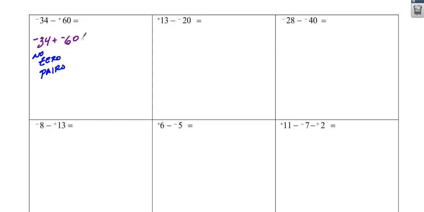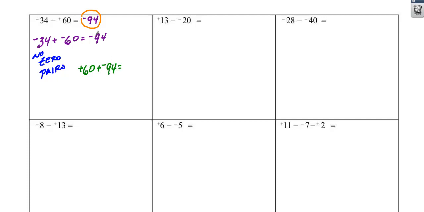Then I'm going to write what the answer would be. So since this has no zero pairs, the 34 negatives and the 60 negatives will be added together and we'll get 94 negatives. That will be our answer. I'll put it right there. And then in green, I'm going to check my work. I'm always going to check it by taking whatever was being subtracted, in this case positive 60, and adding it to the answer, in this case negative 94.